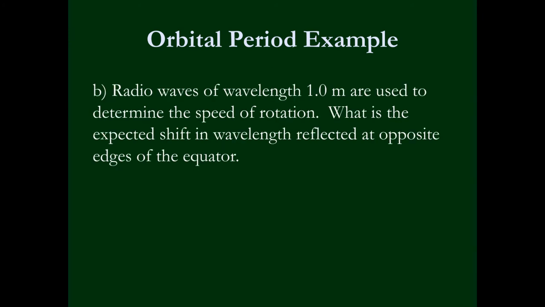Now, if radio waves of wavelength 1 meter are used to determine the speed of rotation, what is the expected shift in wavelength reflected at the opposite edges of the equator?